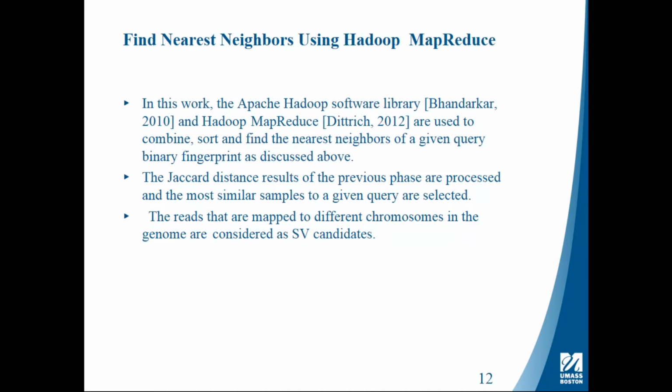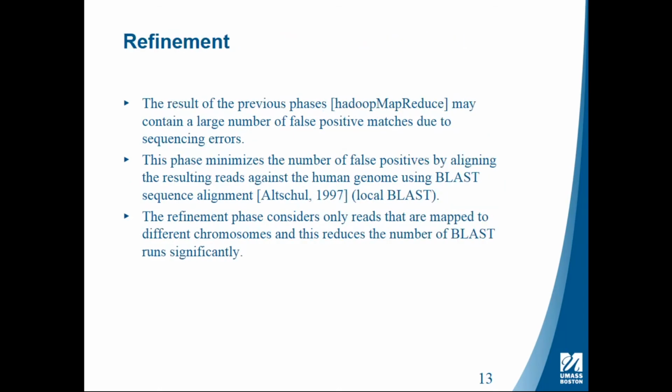The next step is to find the nearest neighbor using MapReduce. MapReduce is used to combine, sort, and find the nearest neighbors of a given query. The Jaccard distances are processed, and the samples most similar to a given query are selected in this phase. The next phase is the refinement phase.